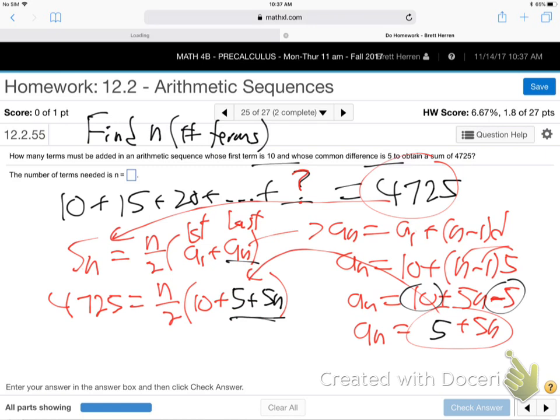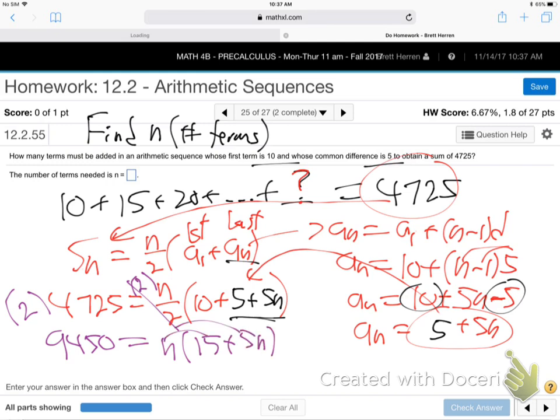Now we've got to solve that equation for n. I don't have time to go slow. So I'm going to get rid of that 2, that denominator, right away. I'm going to multiply both sides by 2. Bye bye. 4725 times 2 is 9450. This other side is n times 10 and 5 is 15 plus 5n. Distribute. 9450 is 15n plus 5n squared. Look at that.